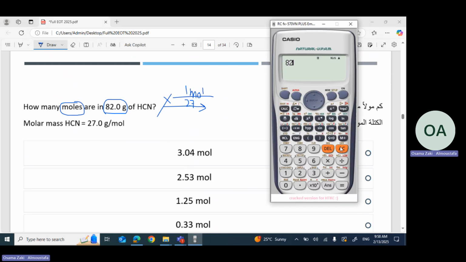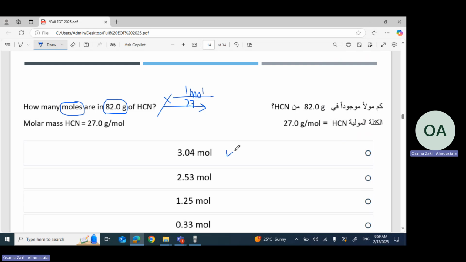We have 82 times this is the fraction. We have here 1, and here we have 27 equals 3.04. So this is the correct answer. Okay.